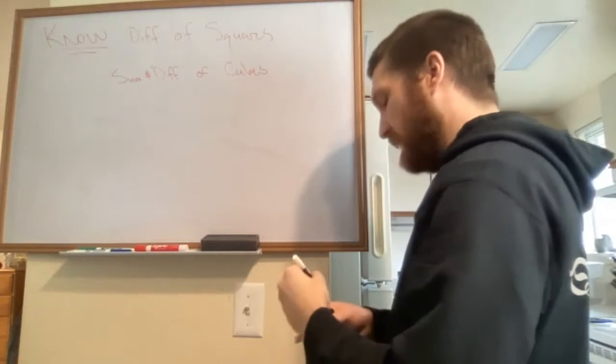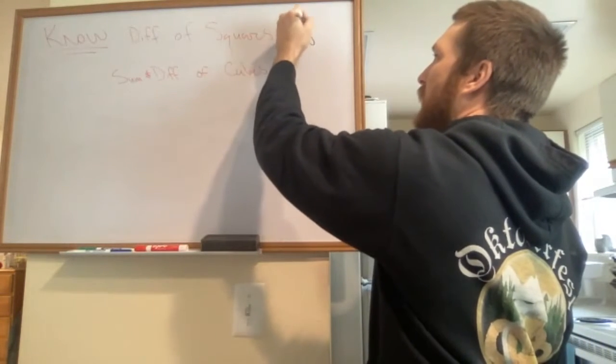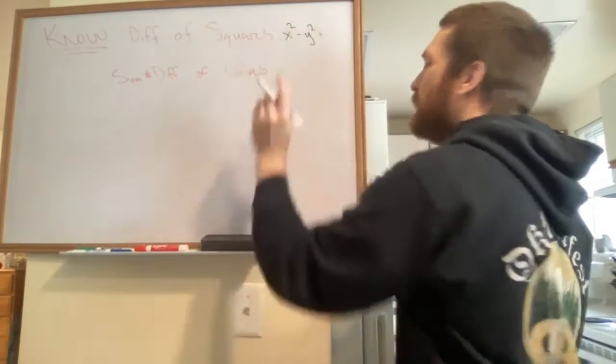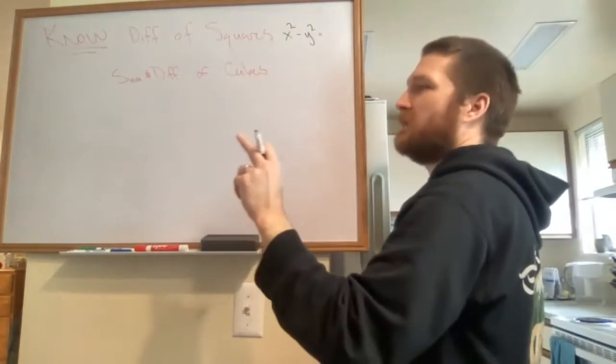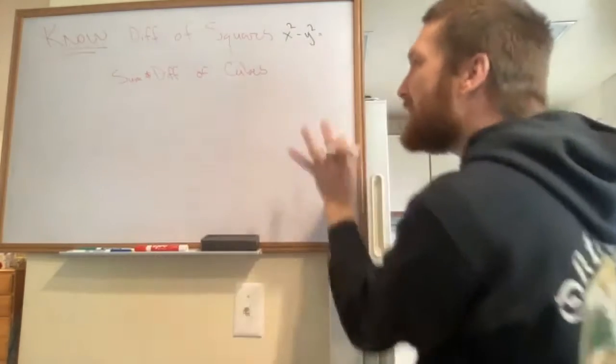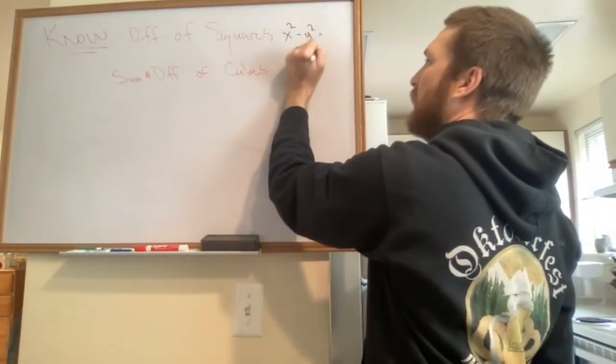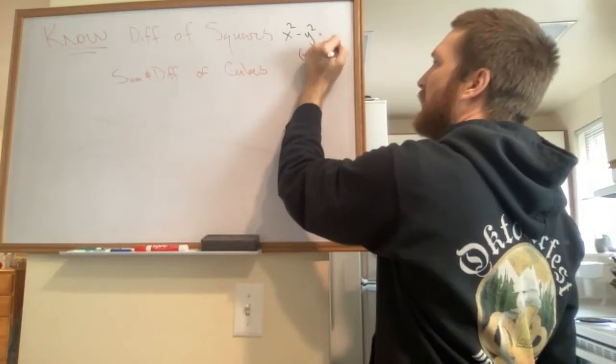That is, if you see something like x squared minus y squared, just like we had earlier, that m squared minus t squared or whatever it was that we were just working on, we could immediately say, hey, that thing right there is x plus y times x minus y.